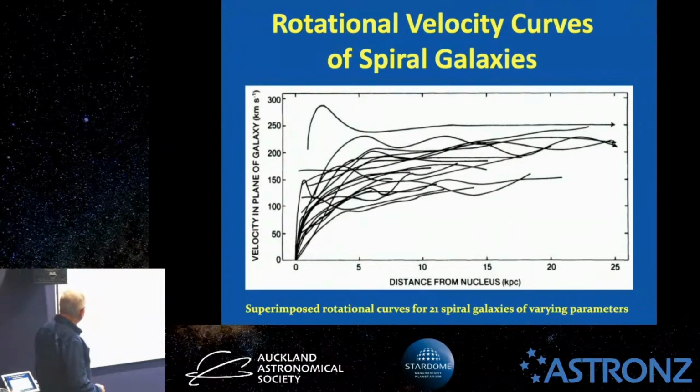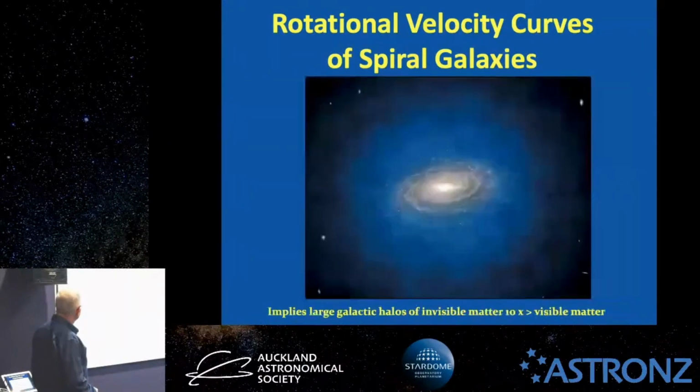I put this one here. This is the 21 spiral galaxies that she did in her study. So it wasn't just a one-off thing. You can see the trend is pretty clear there. So this implies that spiral galaxies, as we introduced a few slides earlier, are embedded in huge clouds of dark matter, which can be up to 10 times the mass of the visible mass that makes up a spiral galaxy.